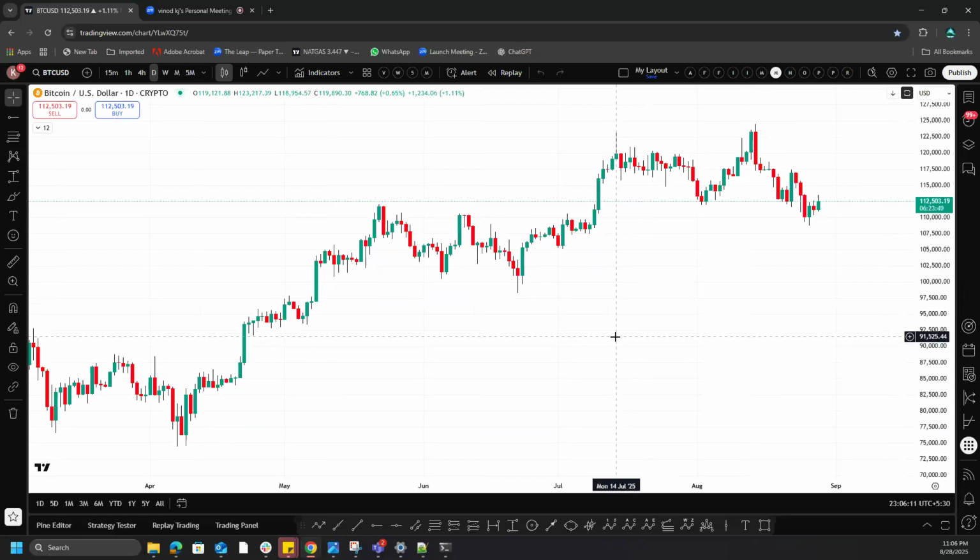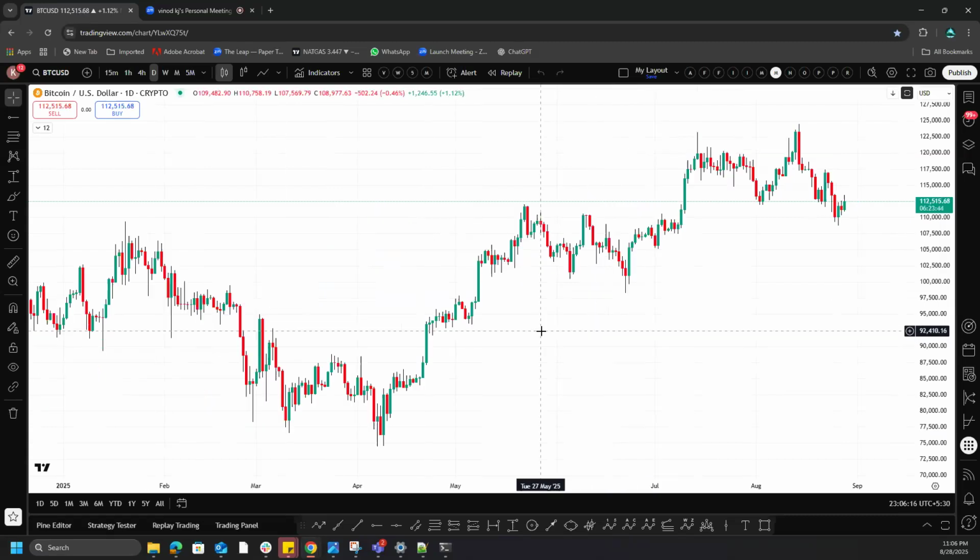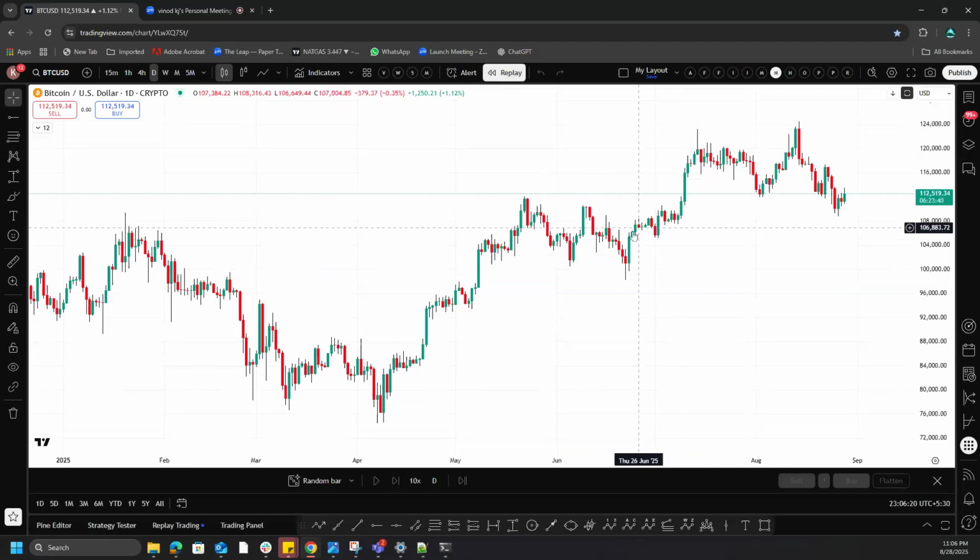Today I would like to take Bitcoin to do the backtest. So yeah, let's get started. This is today's chart and it is trading at 112520.